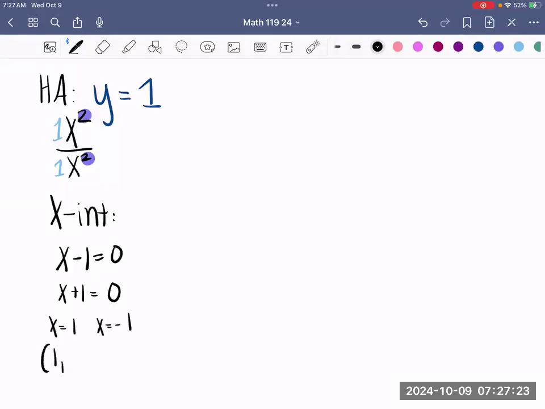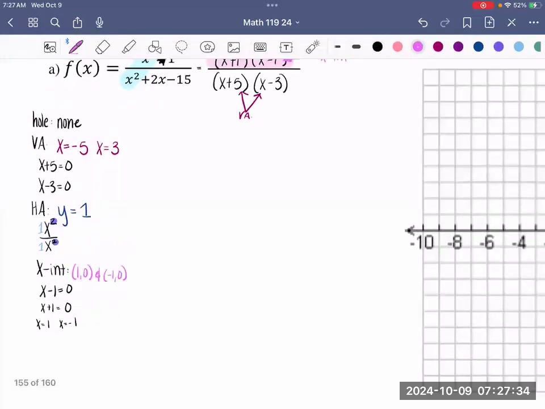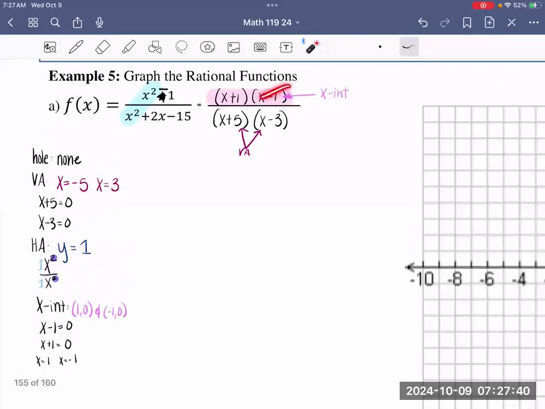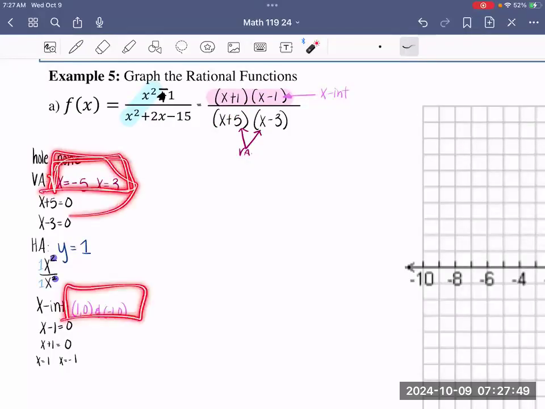So we have 1, 0. Put these over here. 1, 0. And negative 1, 0. And again, we always want to double check that these are still valid. Perhaps you forgot that because they canceled, it makes a hole. You can't really double dip. You can't have a horizontal or a vertical asymptote and an x-intercept.